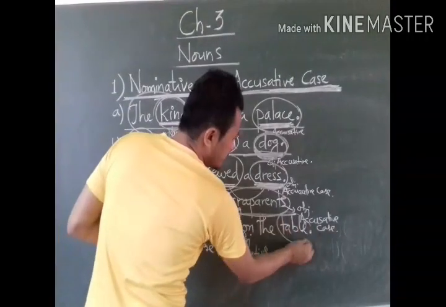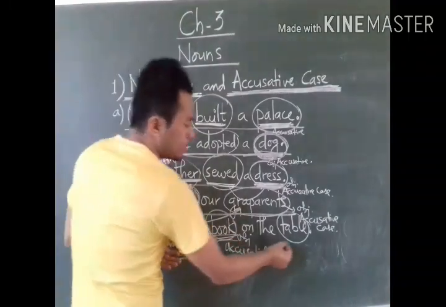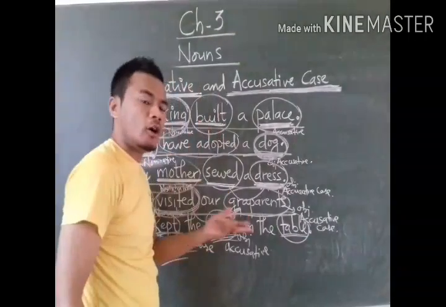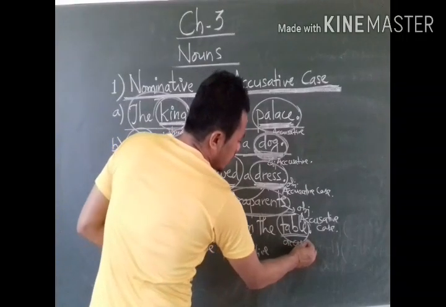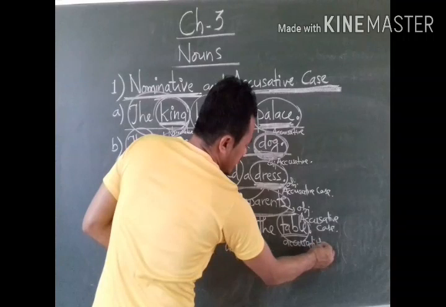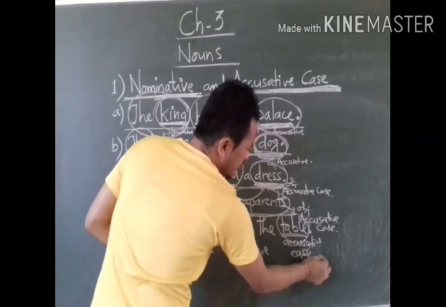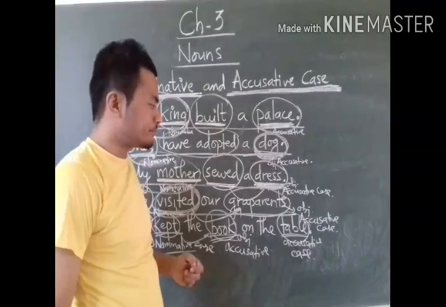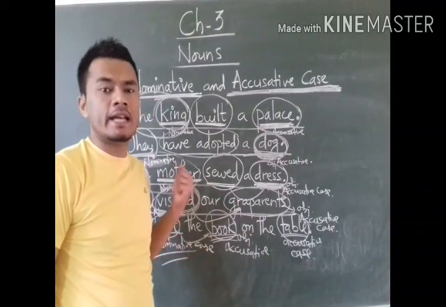So here we have another action. Kept the book, but where? On the table. So here the table is indirect object. So here book is also accusative noun, used in accusative case. Okay. Object may be direct object or indirect object.